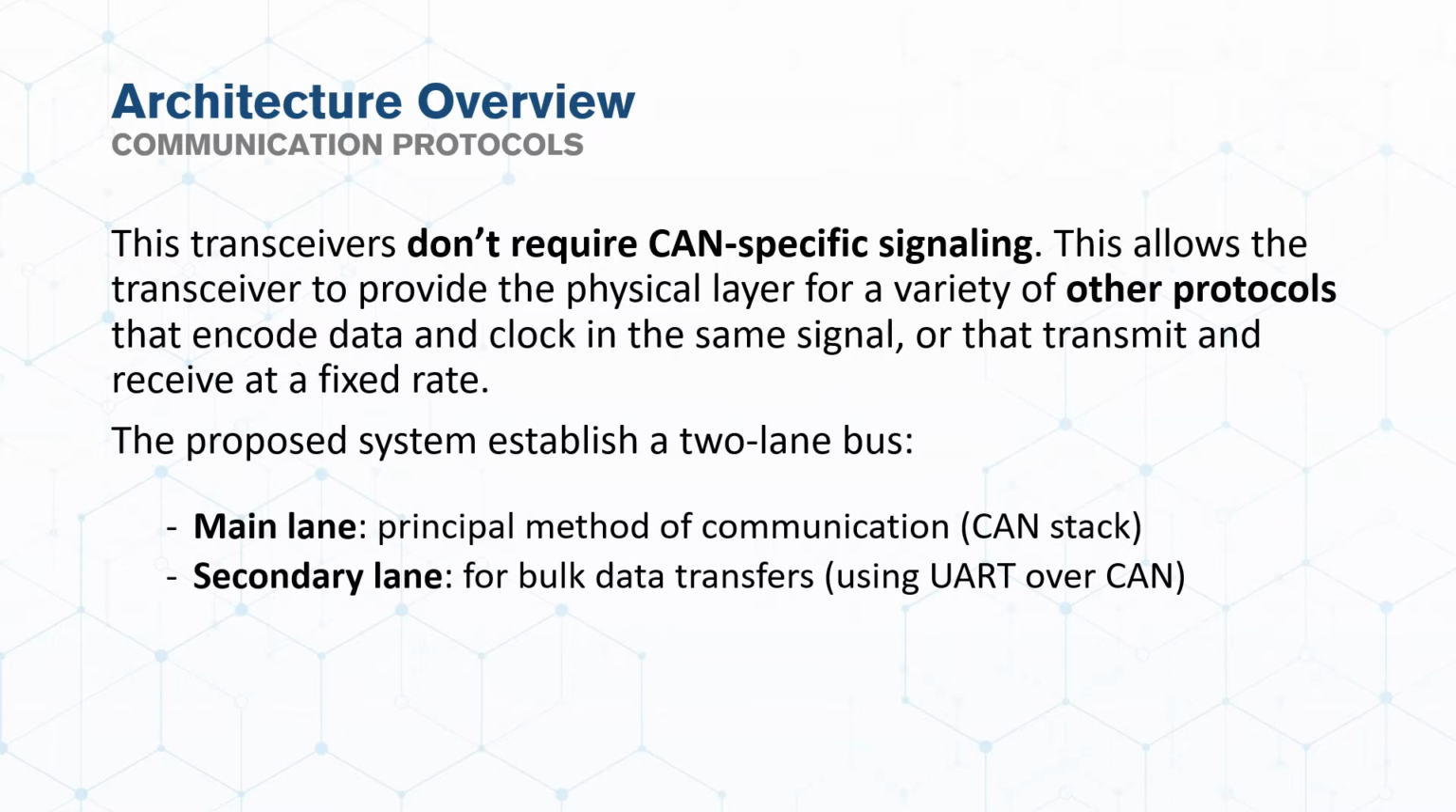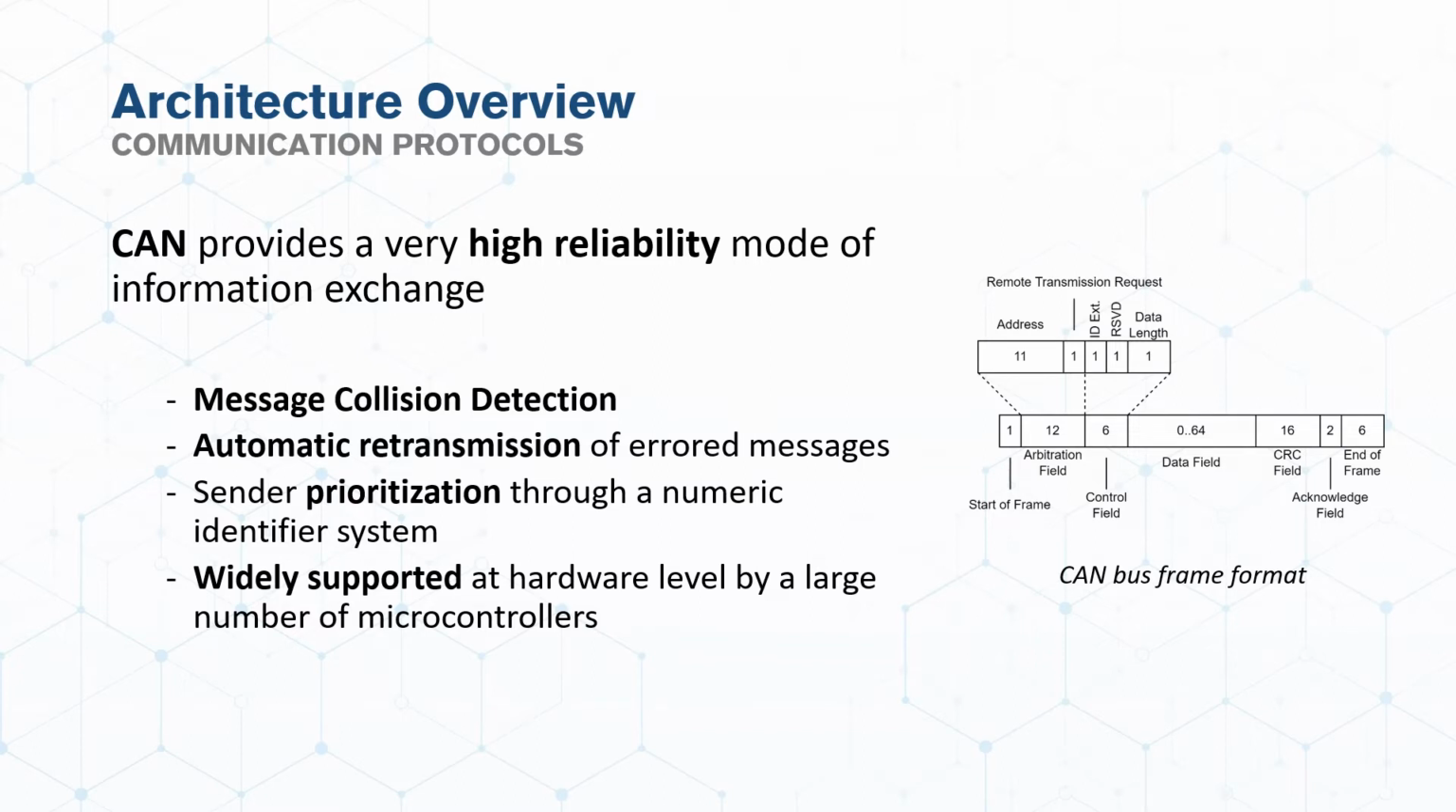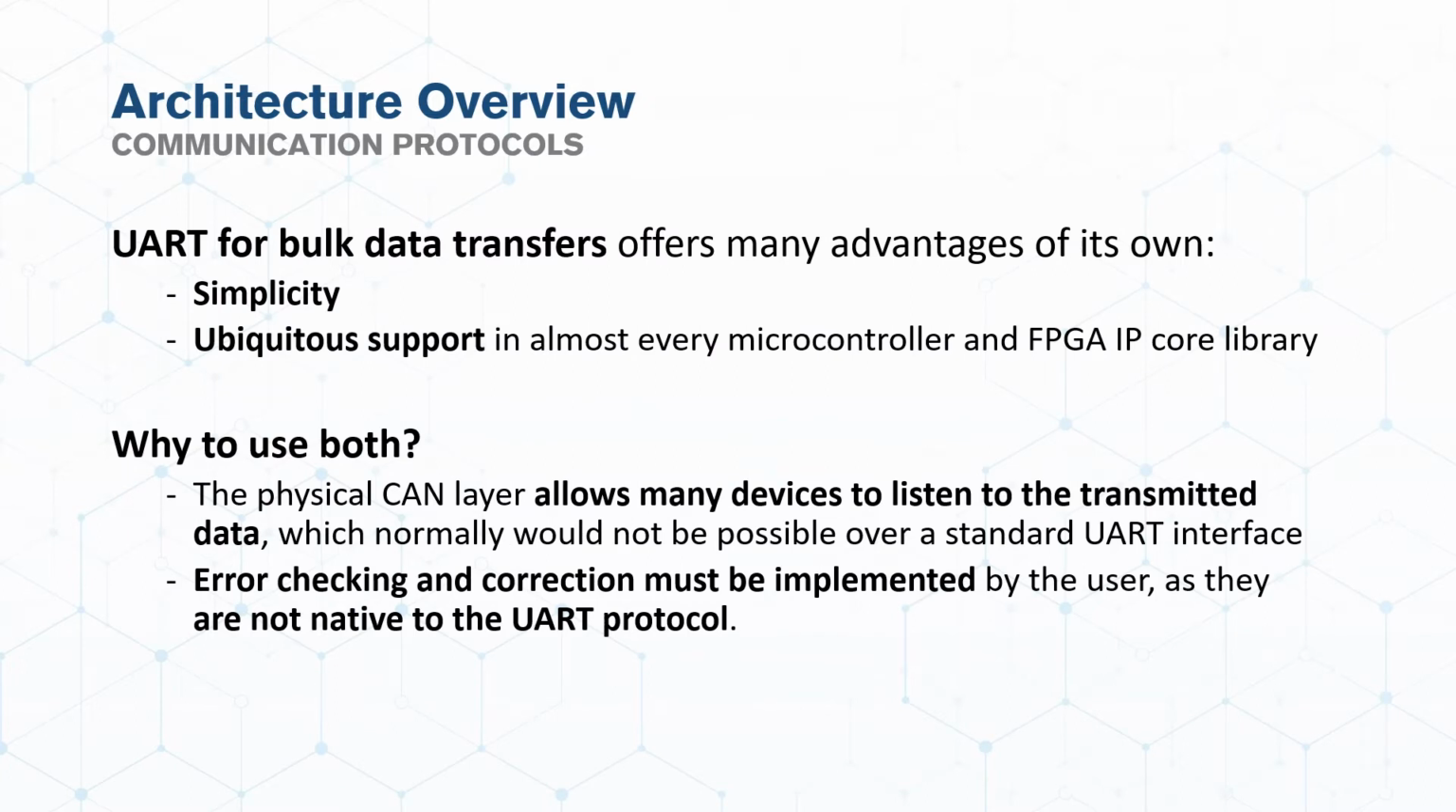The proposed system establishes a two-lane bus: a main lane as the principal method for communication that uses a CAN stack, and a secondary lane for bulk data transfer using UART over CAN. CAN provides a very high-reliability mode of information exchange, with message quality detection, automatic retransmission of error messages, sender prioritization, and wide support at the hardware level by a large number of microcontrollers. UART for bulk data transfers offers many advantages of its own, such as simplicity and ubiquitous support. Both are used because the physical CAN layer allows many devices to listen to the transmitted data, which normally would not be possible over a standard UART interface. Error checking and correction must be implemented by the user as they are not native to the UART protocol.